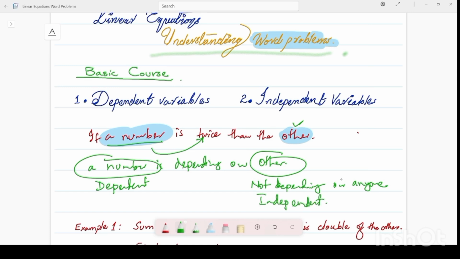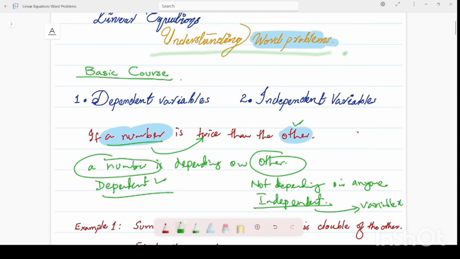So the numbers which are dependent we will not consider as a variable, but the number which is independent will be considered as variable x. We'll suppose it as variable x or variable y or variable z, whatever we want to use.